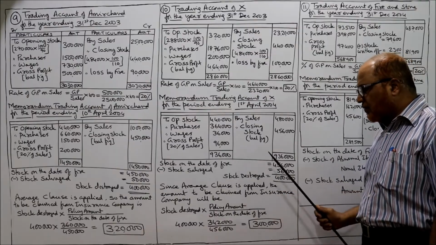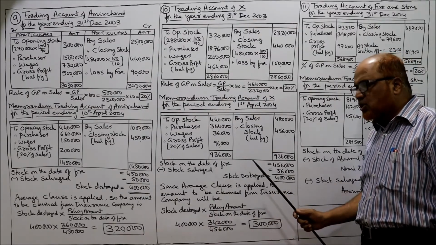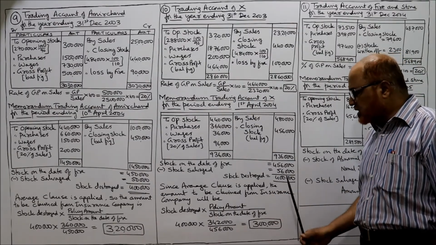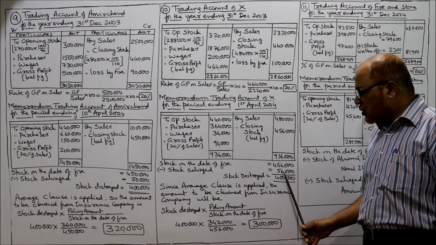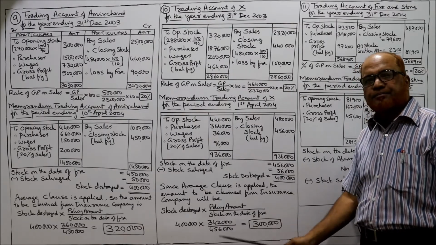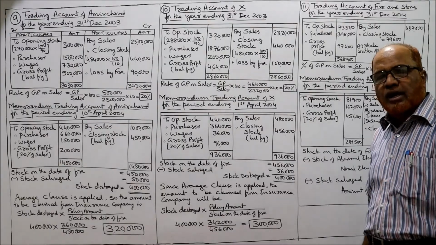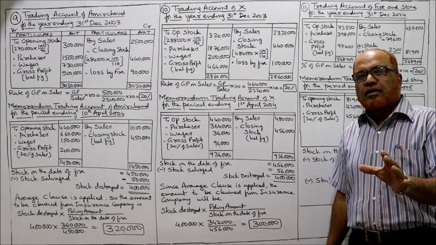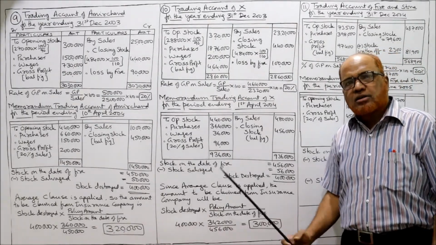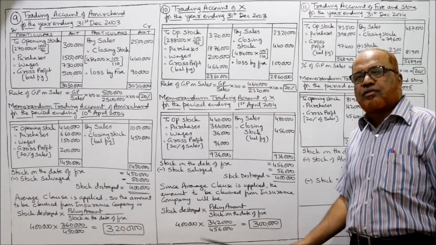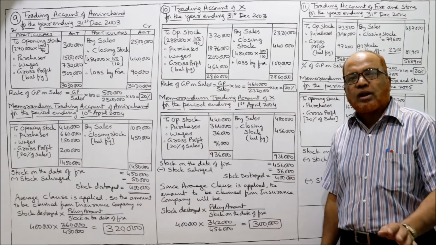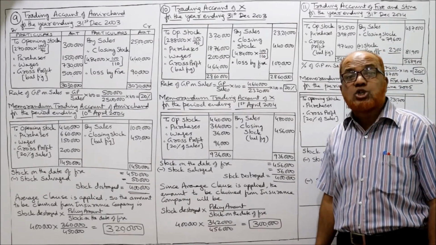So stock on the date of fire 4,56,000 minus stock salvaged. Stock salvaged given in the problem 56,000. So stock destroyed is 4 lakh. Now the insurance company will not pay 4 lakh rupees, because there is under insurance.